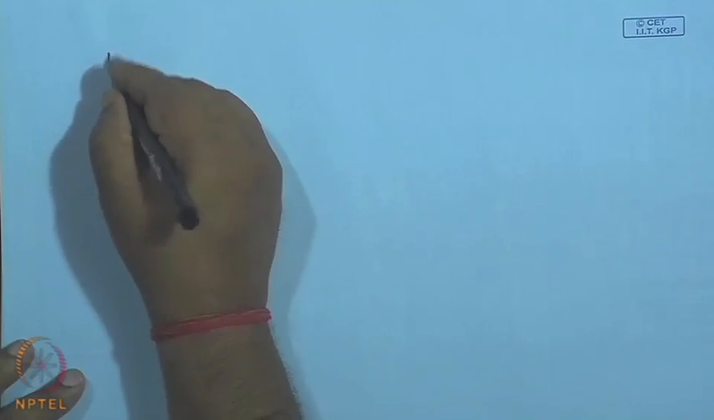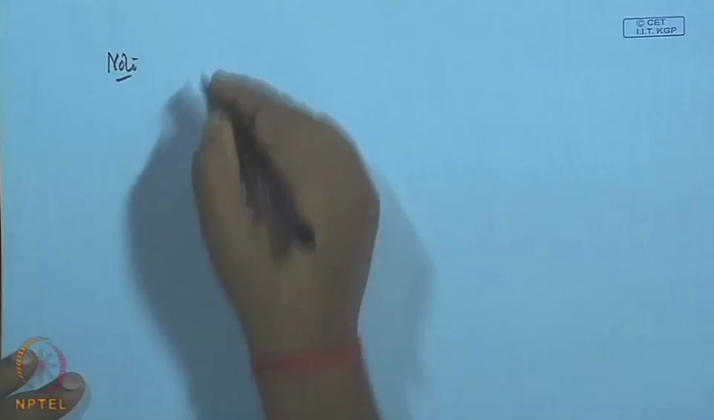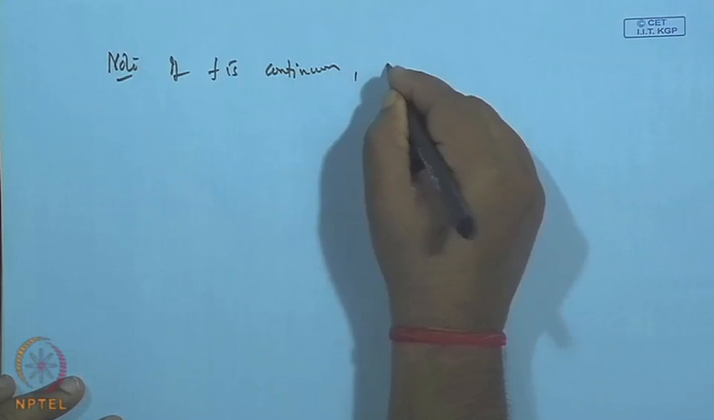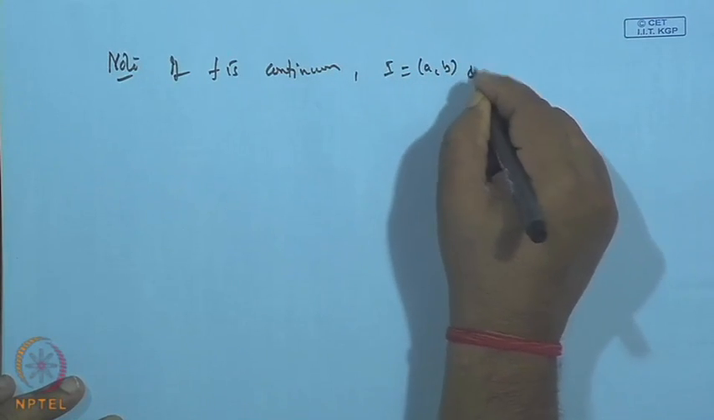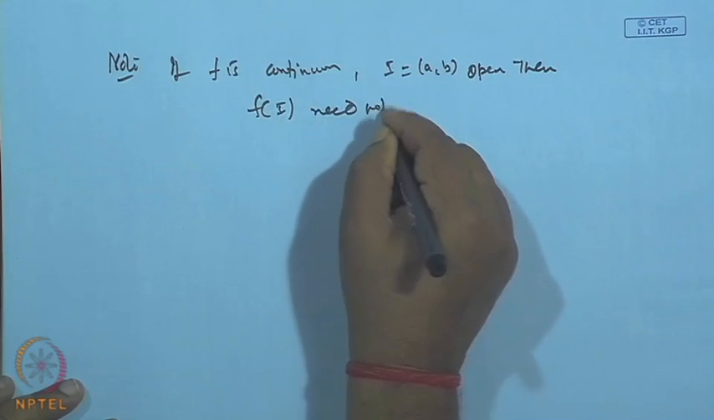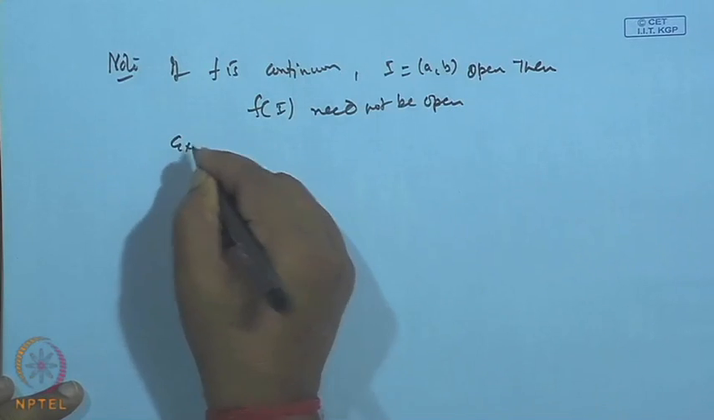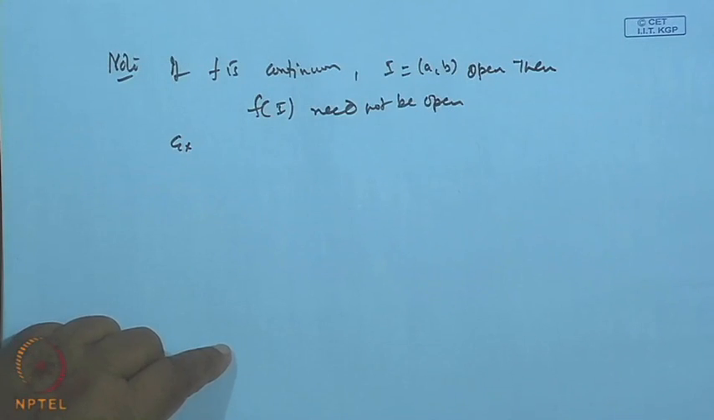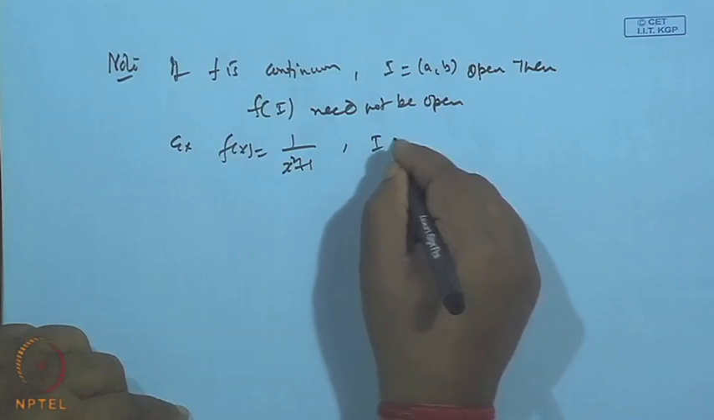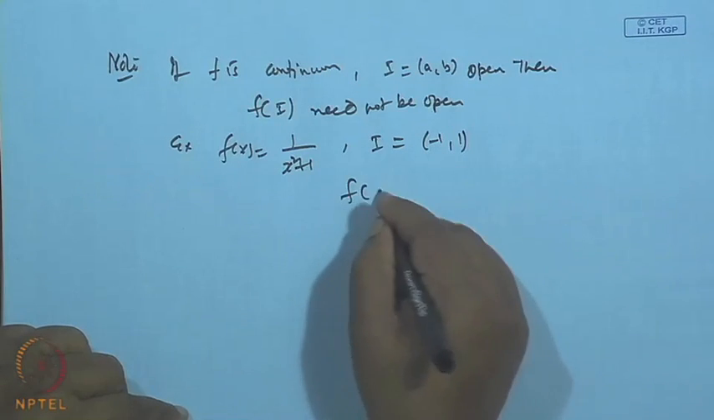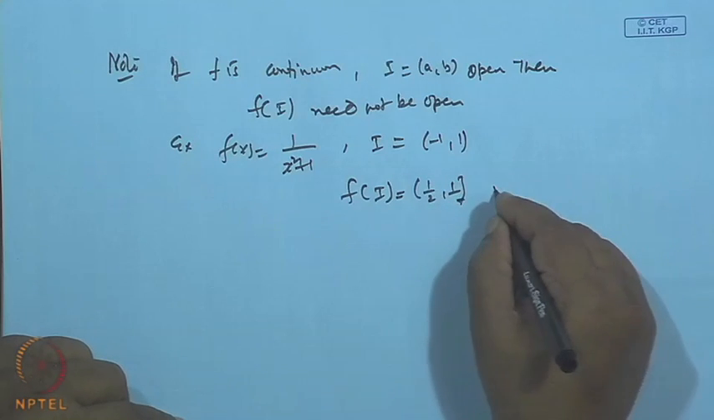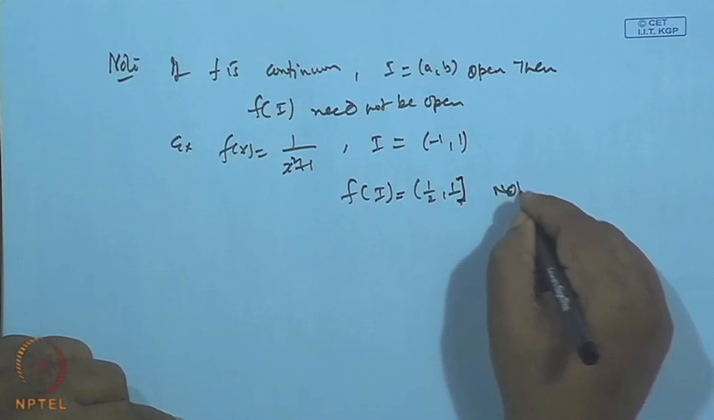Let us see the note. If f is continuous and I is an open interval, then the image f of I need not be open. For example, if we take the function f of x is 1 over x squared plus 1 and I is minus 1 to 1, then f of I is the half-open interval from 0 point something to 1. This is closed at one point, so not open.